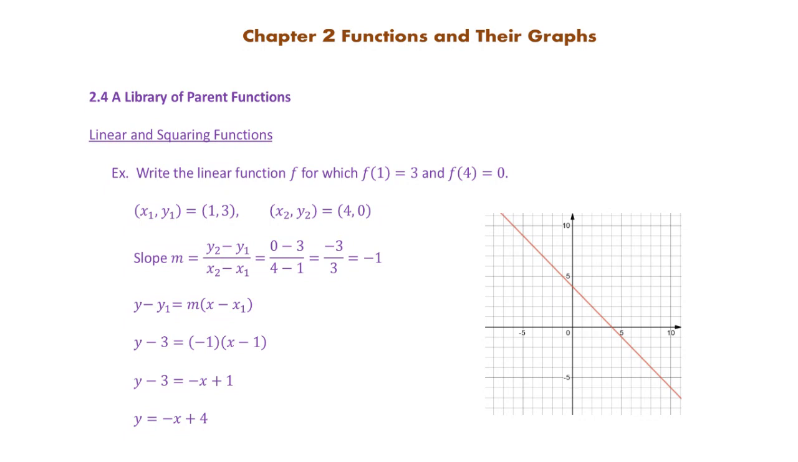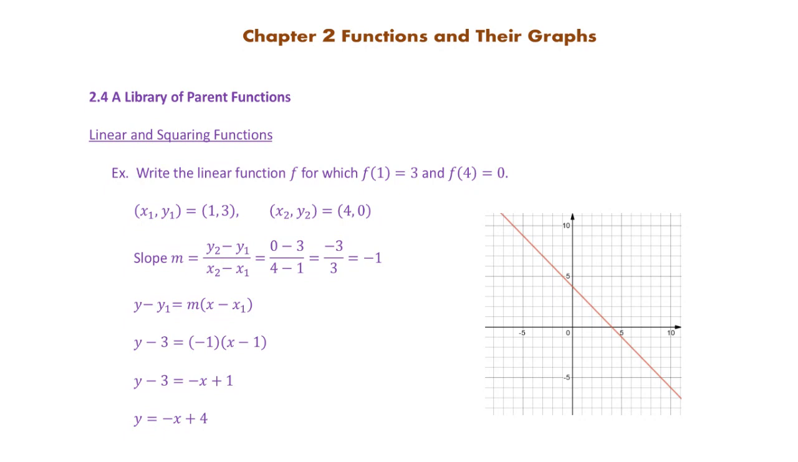So we got 0 minus 3 over 4 minus 1. And 0 minus 3 is just negative 3, and 4 minus 1 is 3. So we get negative 3 over 3, which is negative 1. So that's the slope. And then we can use the point-slope form to write down the equation of the line. y minus y1 equal to m times x minus x1. So just plug in those numbers. We get y minus 3, which is y1, equal to negative 1, which is m, times x minus 1, where 1 is the x1.